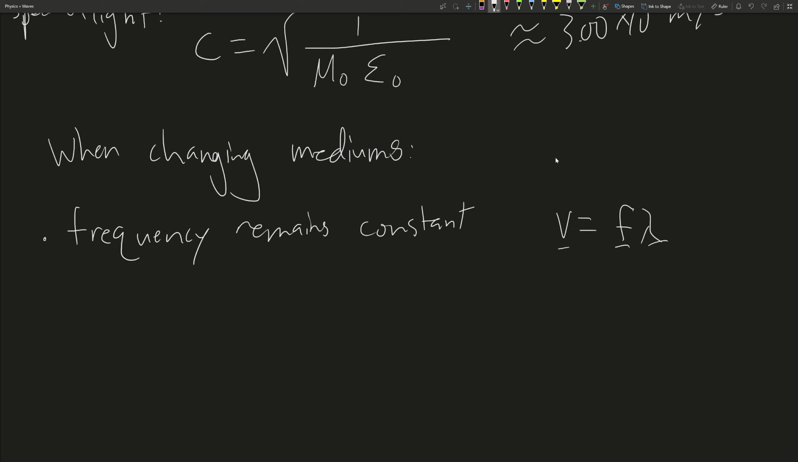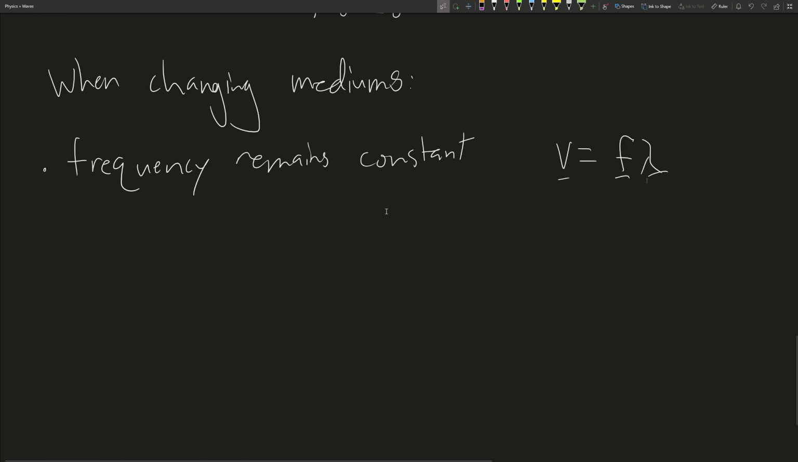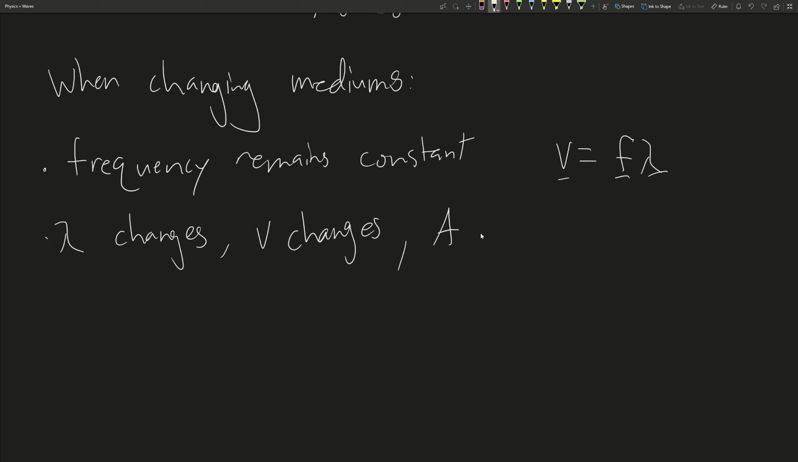And then velocity is determined by some of these equations up here. So the wavelength changes based on medium, and as wavelength changes, velocity changes, and then the amplitude also changes.